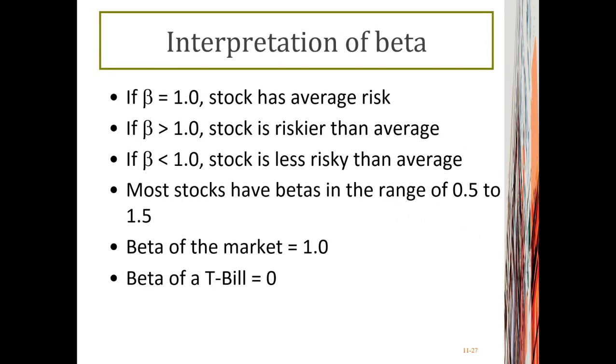If beta equals 1, that means the stock has the same risk as the market average. If beta is greater than 1, that means the stock is riskier than average. If beta is less than 1, the stock is less risky than average. And on the financial markets, you will see that most stocks have beta in the range of 0.5 to 1.5. And by definition, the beta of the market is equal to 1. And since T-bill has no market risk, therefore the beta for T-bill is 0.